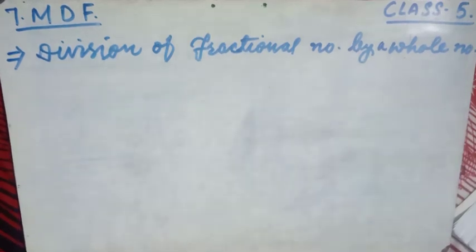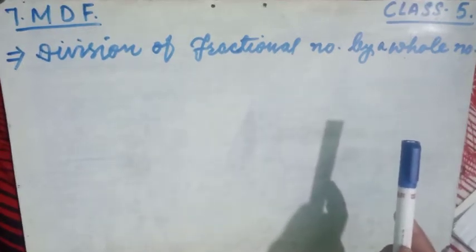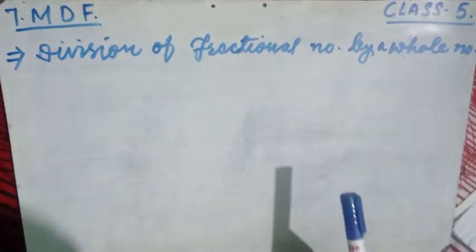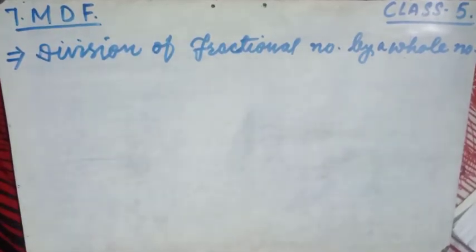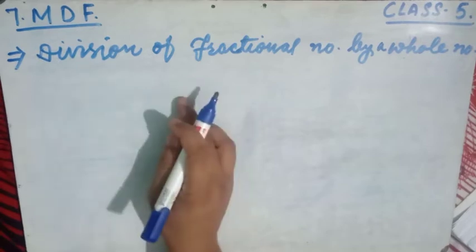In the previous video we have already learned about the multiplication of a fractional number by a whole number. Over here is the division of a fractional number by a whole number. So friends, let's get started. Now we have to only understand the concept. What is the concept that is hidden in this subtopic? So let's learn.